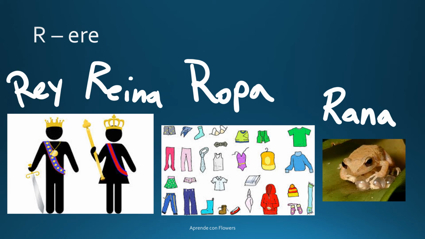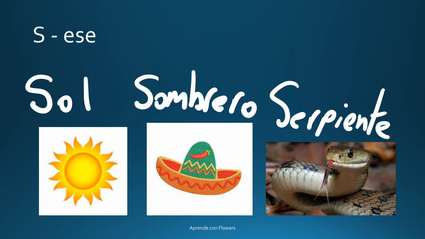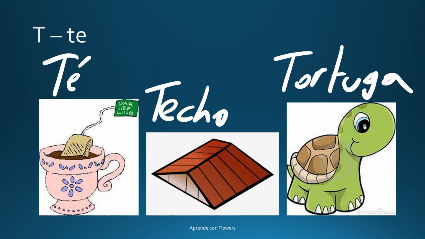R. R de reina, ropa, rana. Rr. R de perro, carro, cerrar. S de sol, sombrero, serpiente. T de té, techo, tortuga. One thing that you should know about the T, it's not T. You don't really hold it down. You don't hold your tongue down.